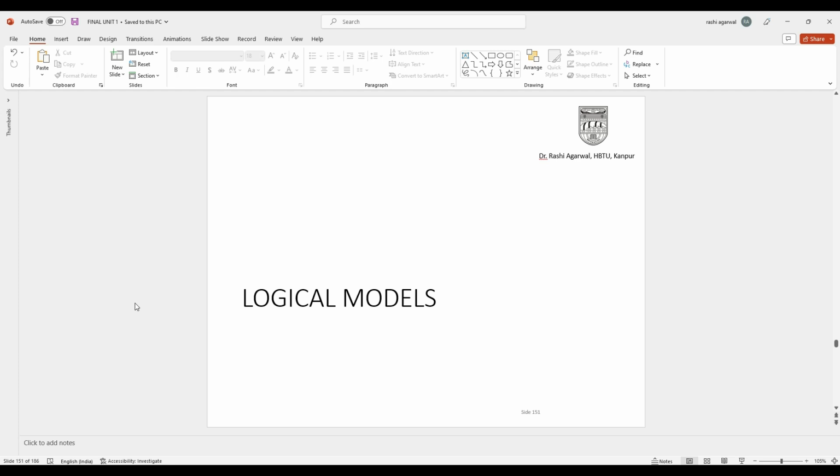Hello students, we will continue with the previous lecture. So we were talking about the kind of models that we have. We have talked about geometric models, we talked about probabilistic models, and the third category is the logical models.